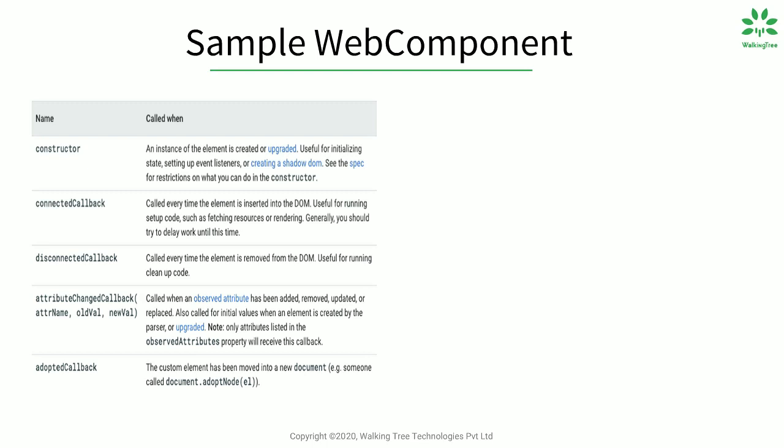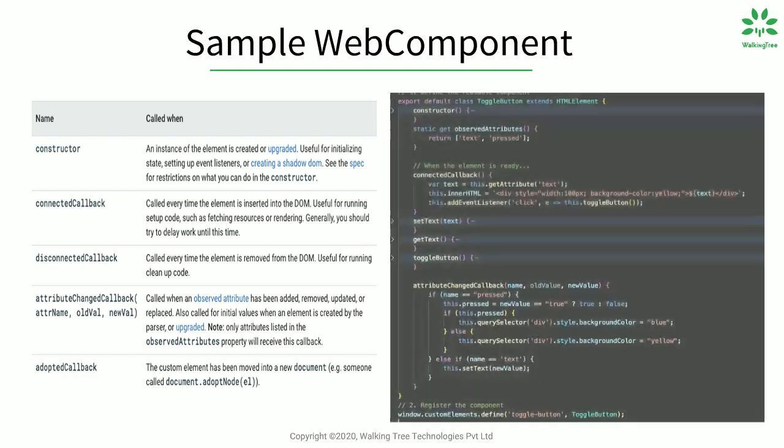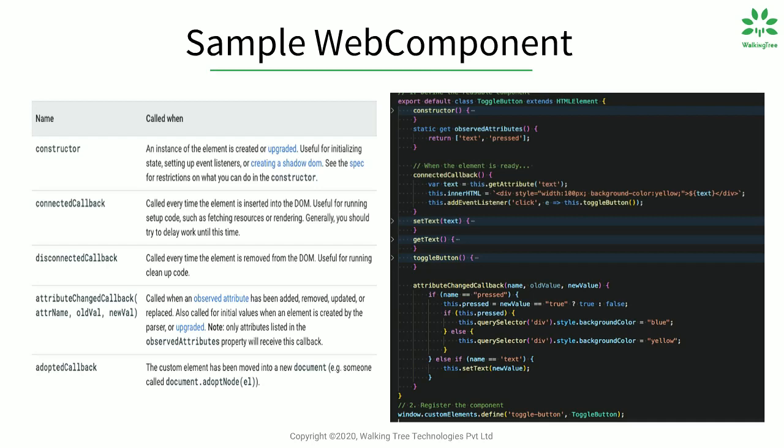The adoptedCallback is another synchronous hook, which is called when your HTML tag is moved from one document to another document. This is the sample code that I tried to show you here, a sample web component, which is an ES6 class, export class ToggleButton, extending HTMLElement, and I have a constructor and the observedAttributes. The observed attributes are the attributes that our web component has to listen to, and they should be listed out here. Only those attributes listed here would fire the attributeChangedCallback.